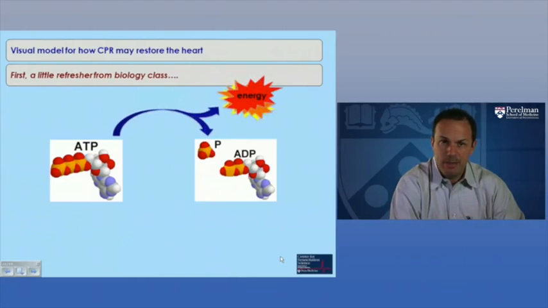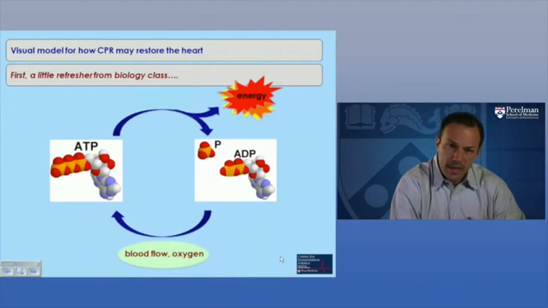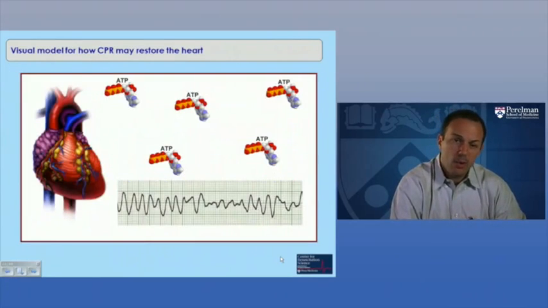ATP is broken up to ADP and you release energy. And then ATP is restored because you eat and breathe and blood flows, moving both oxygen and glucose to cells, and you restore ATP. So that is one of the fundamental cycles of biology to provide energy to cells in your body. So that's a little bit of a refresher. And now I want to look at this in terms of cardiac arrest. You see there ventricular fibrillation.